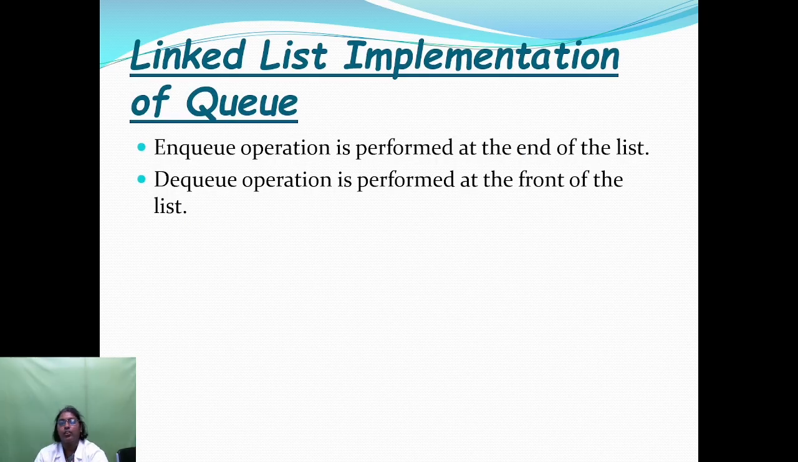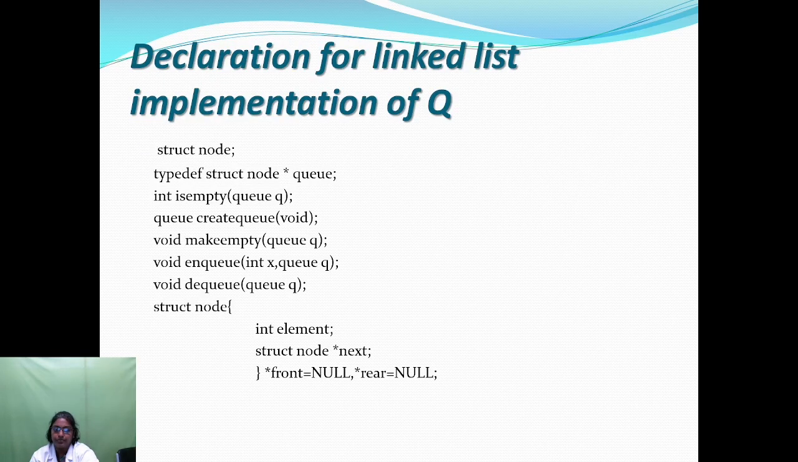So next we are going to implement it with a linked list. The queue is implemented using the linked list implementation; first we have seen the array implementation. In the linked list, the NQ operation is performed at the end of the list and the DQ operation is performed at the front of the list. When we see it, we will understand.